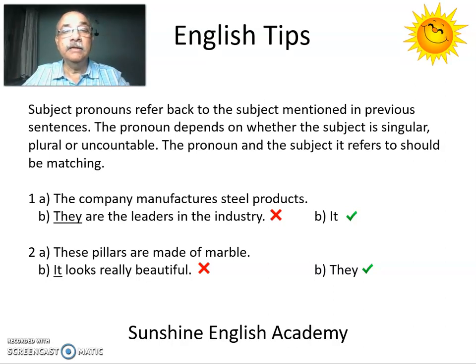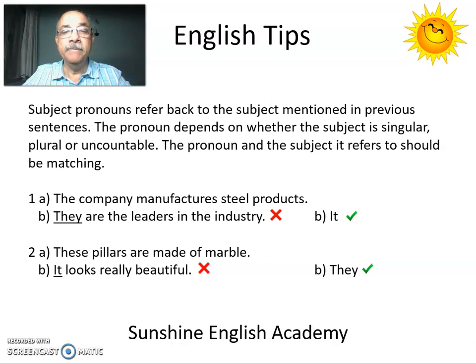First example: the company manufactures steel products. Now, when we want to say something more about the company and make a sentence like, they are the leaders in the industry, something is wrong there because the company is a singular subject, whereas they represents plural subjects, not singular subjects. Therefore, they is the incorrect pronoun. So instead of they, we have to use it and say it is the leader in the industry.